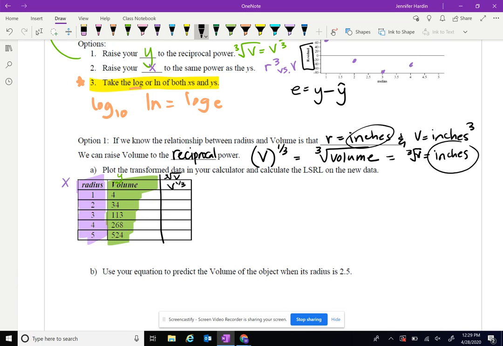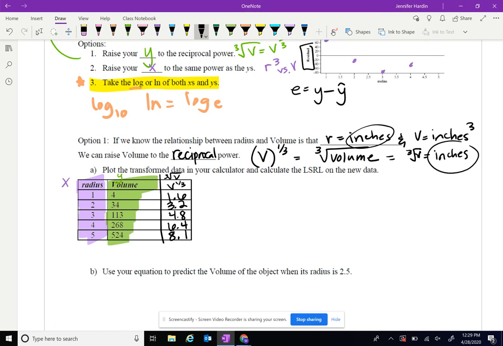The cube root of 4 should be about 1.6. The cube root of 34 is about 3.2. The cube root of 113 is about 4.8. The cube root of 268 would be about 6.447, so 6.4. And the cube root of 524 should be about 8.1.